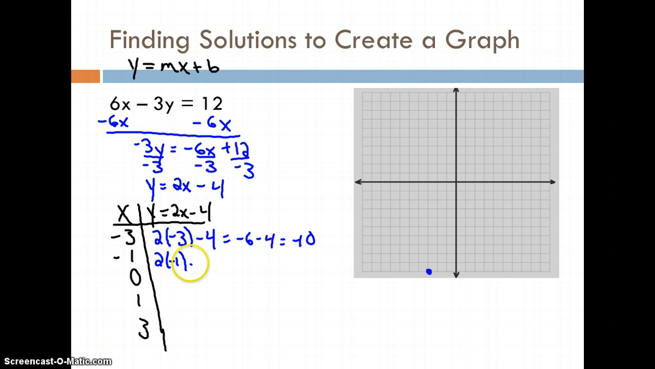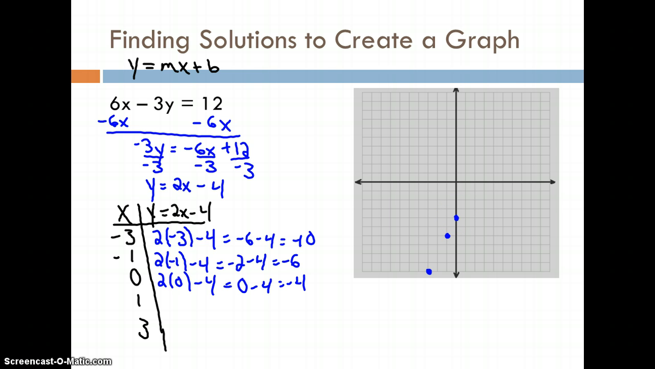We'll do the same thing with negative 1. 2 times negative 1 minus 4. That's negative 2 minus 4. That's negative 6. So I go left 1 and then down 1, 2, 3, 4, 5, 6. Right to there. I have 2 points. Now I'll plug in 0. I have 2 times 0 minus 4. That gives me 0 minus 4, which is negative 4. So 0, 1, 2, 3, 4.